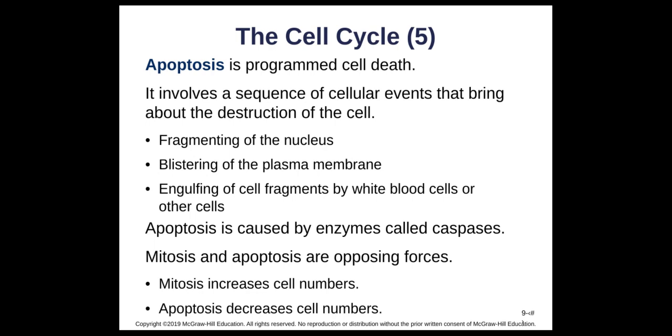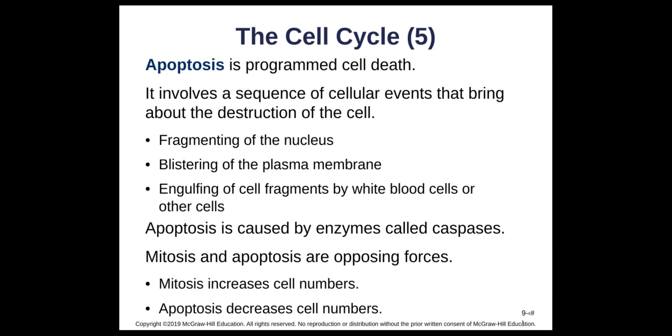How do we get rid of those paused, error-filled cells? Something called apoptosis, which is this programmed cell death. It is this very orderly way in which a cell basically self-destructs. First, the nucleus will fragment apart. Without that control center, it's only a matter of time until the rest of the cell falls apart too.